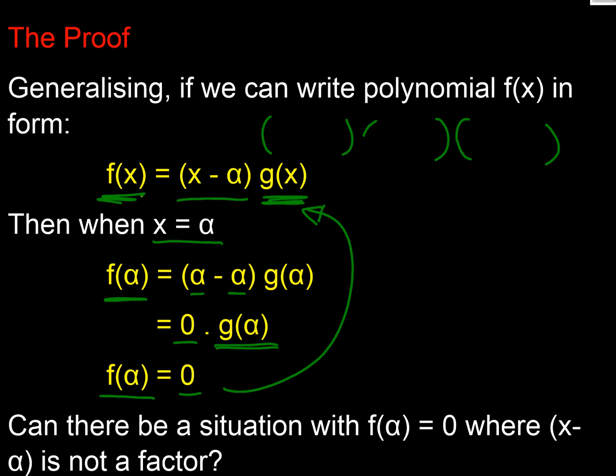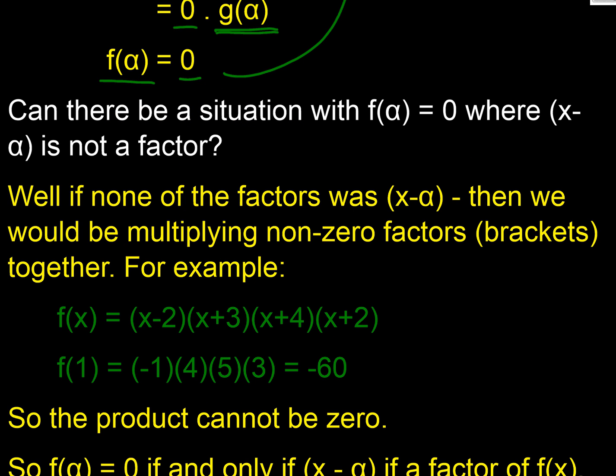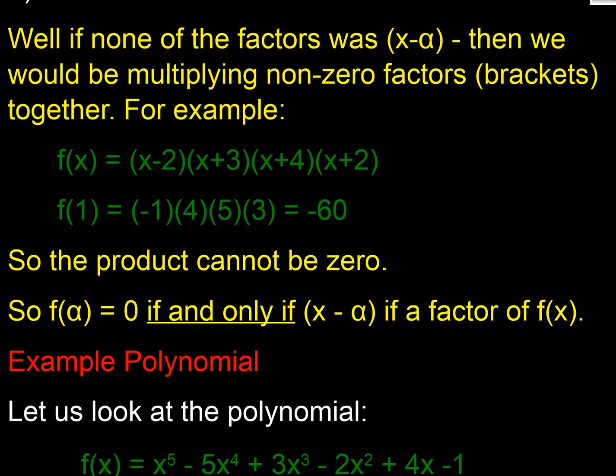Could there be any other circumstances where f(alpha) equals 0 and it's not a factor? Well, let's just have a look. Let's have this example here. Here's a quadratic. There's x minus 2, here, each of the brackets, aren't there? So each one of those is a factor.